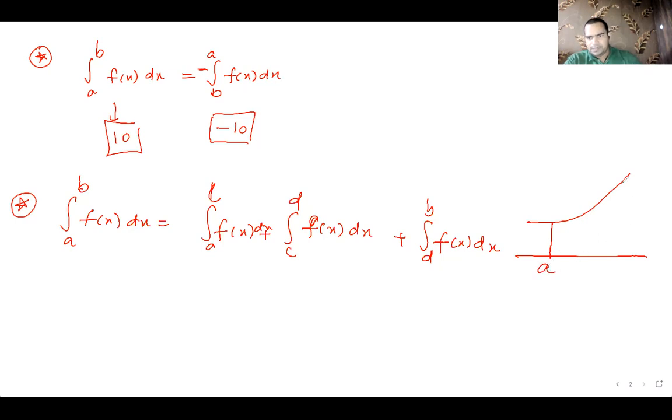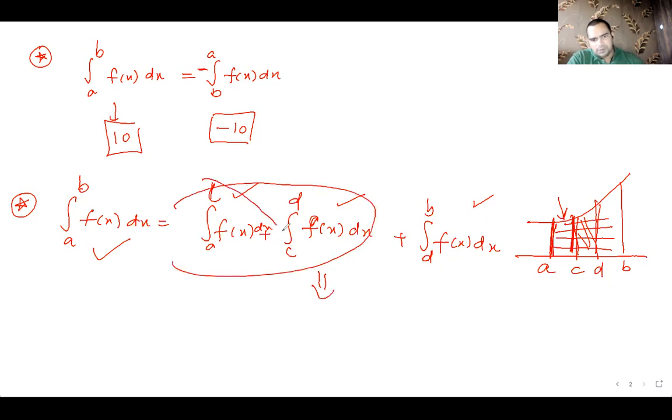So let's say this is a and b, and here is c, and here is d. If I want to find out this entire area, that is the integral of the function from a to b, which is this, I can first find out the area from a to c, that is this area. Then I find out the area from c to d, that is this area. Find out the area from d to b, this area, and add them up. It's the same thing.